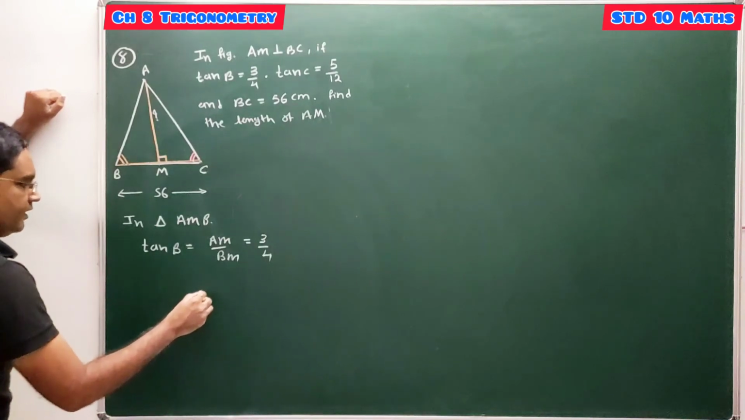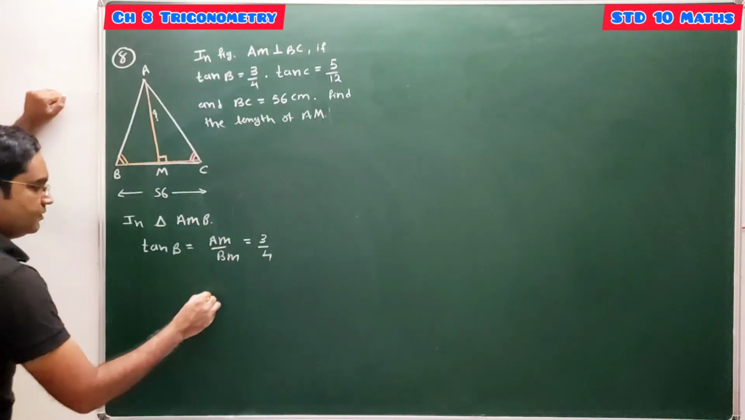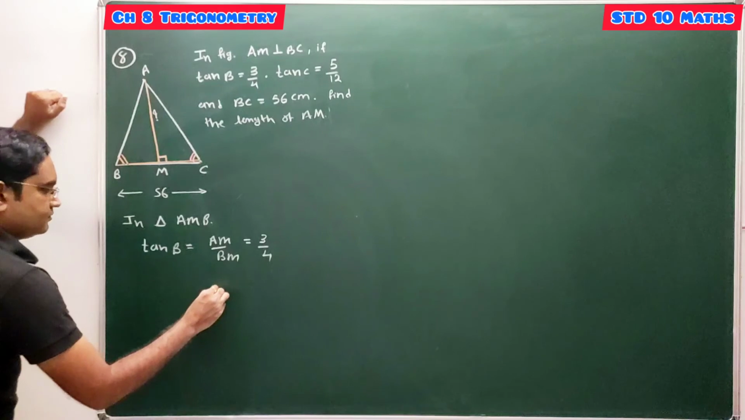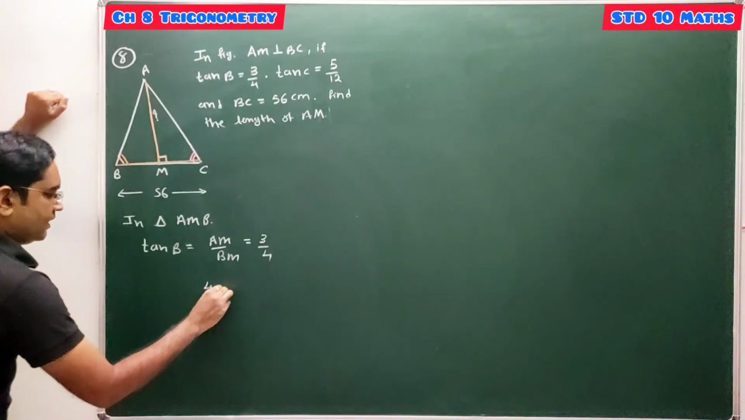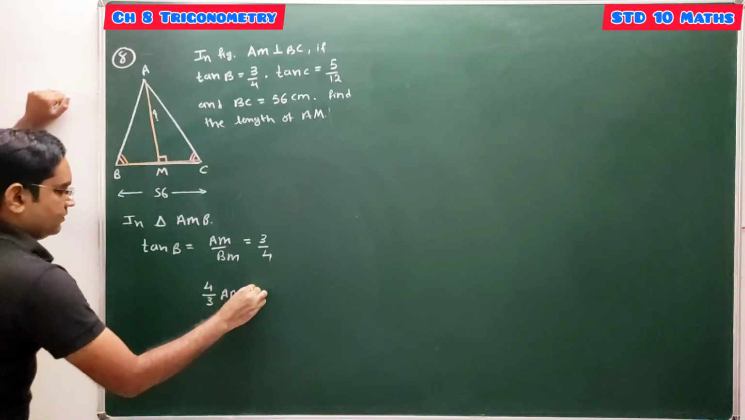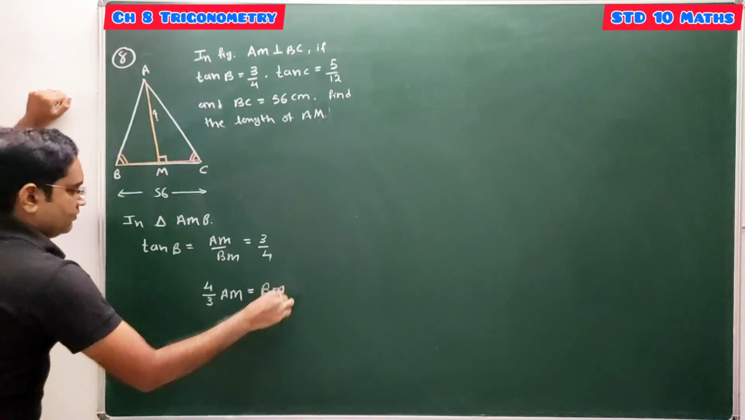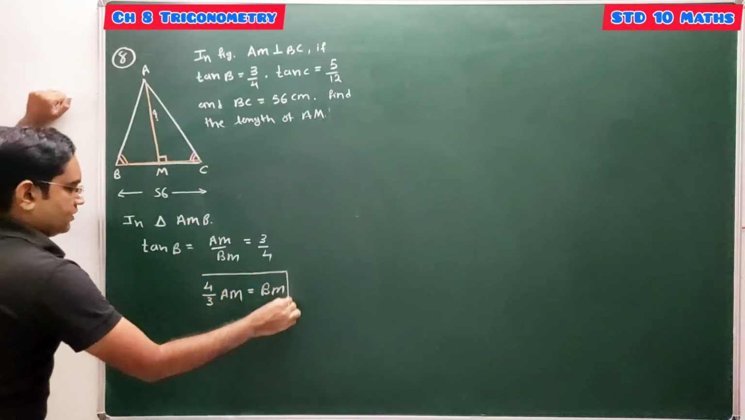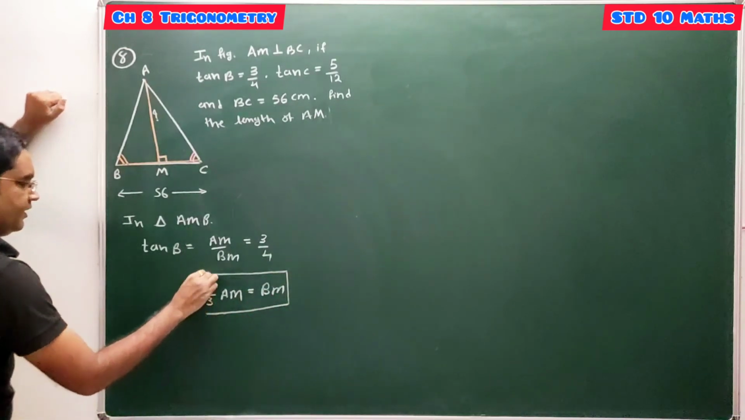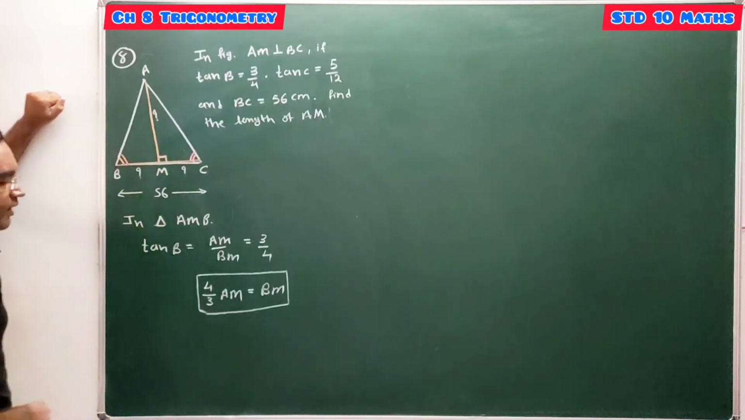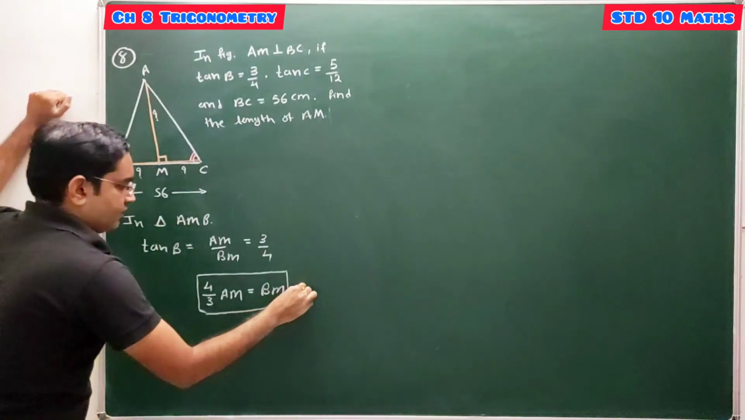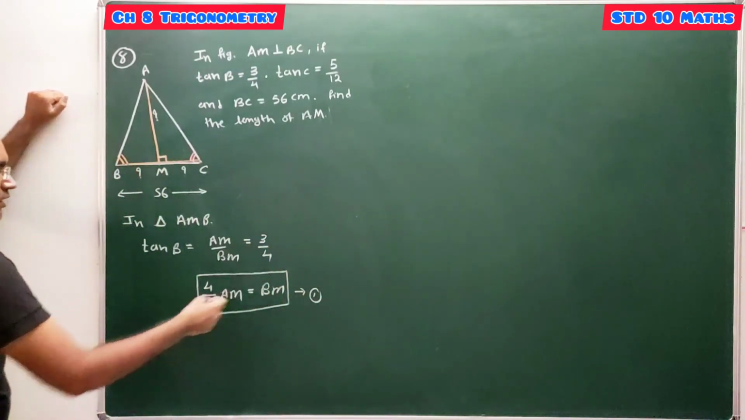So from this we can write our BM, that is 4 by 3 AM equals BM. This is the length of BM. Why did we find BM? Because from here we will find BM, from here we will find CM, and we will add both. Say this one is result number 1. This is the length of BM.